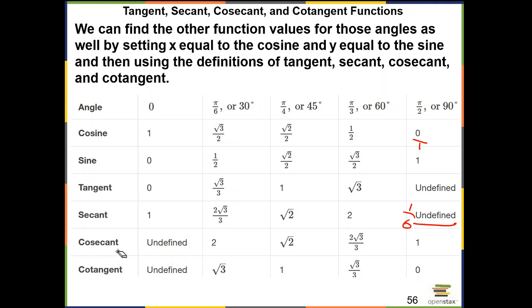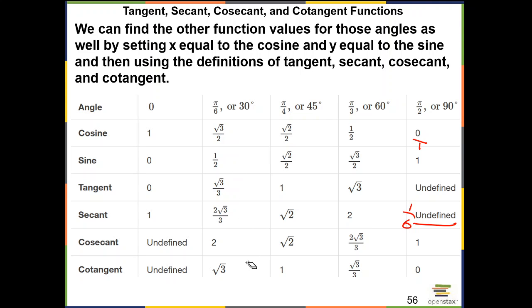So cosecant is 1 over sine, so 1 over 0 is undefined. 1 over 1/2 is 2, 1 over square root of 2 over 2 is square root of 2, and so forth. So cotangent is cosine over sine. So cosine over sine is not defined at 0.